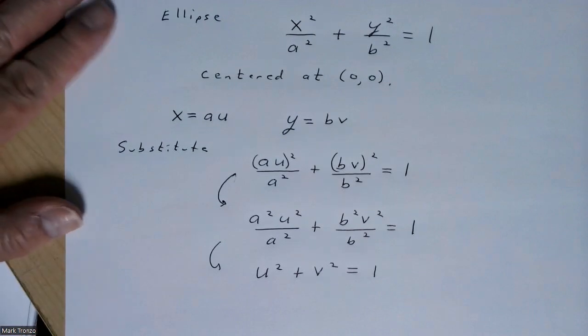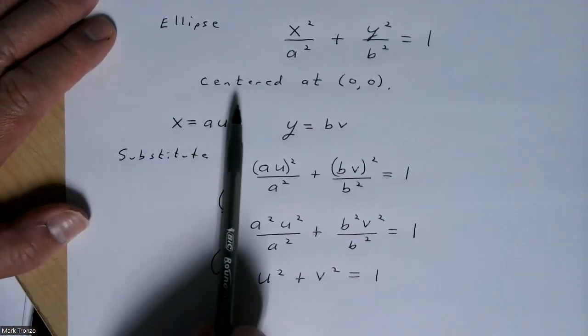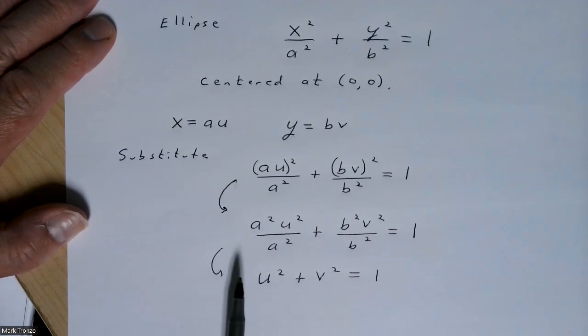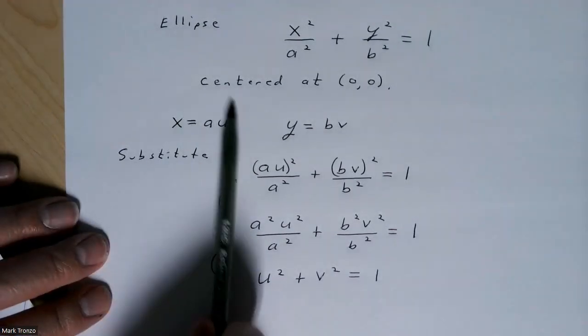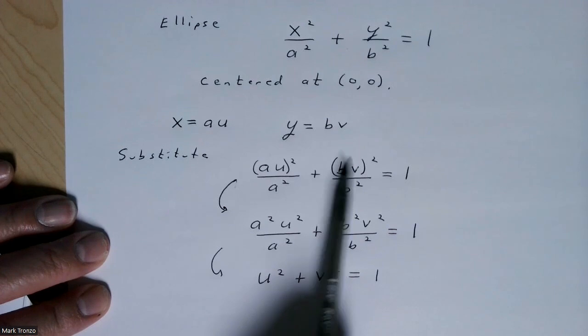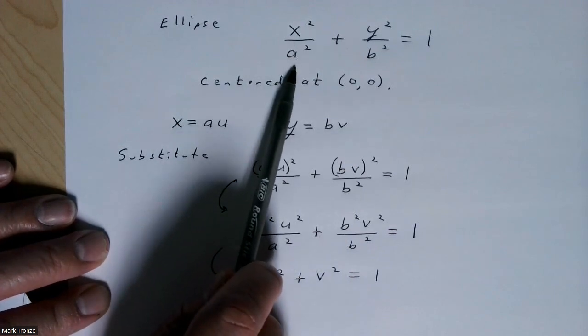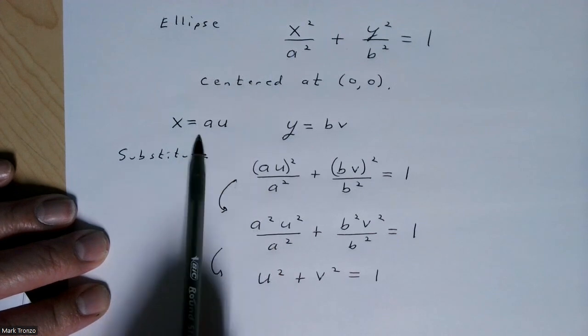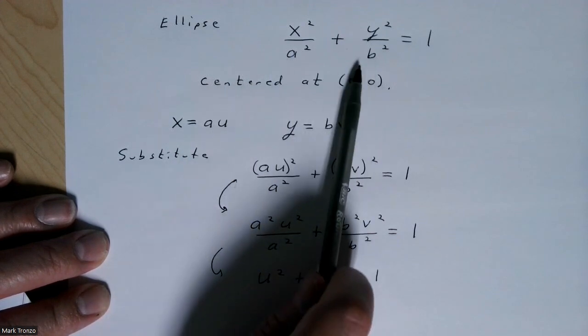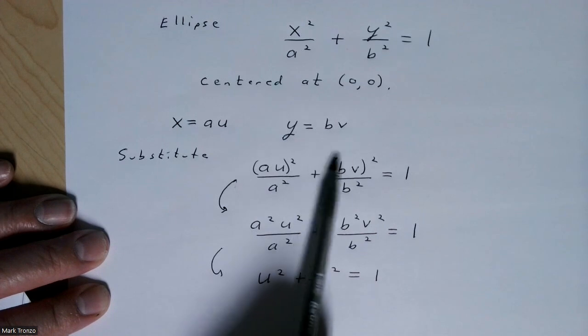So this is the kind of substitution we would use for a circle centered at 0, 0. Excuse me, for an ellipse centered at 0, 0. We'd make a substitution like this. Whatever the denominator has, put that as au. Denominator here, put it as bv.